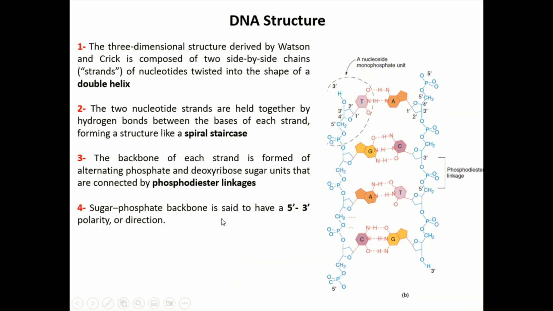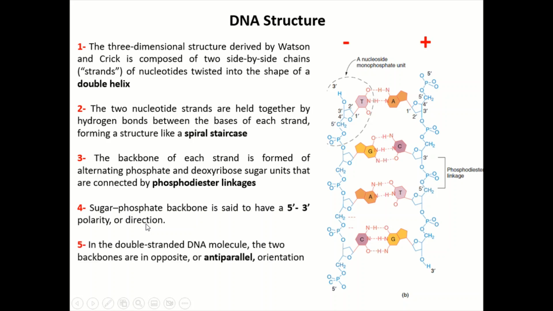The sugar phosphate backbone is said to have a 5' to 3' polarity or direction. In the double-stranded DNA molecule, the two backbones are in opposite directions. So this is why we say that both strands are in opposite directions. One is 5' to 3', and that is also called the positive strand or sense strand. The other strand is from 3' to 5', and that is called the negative strand or antisense strand.